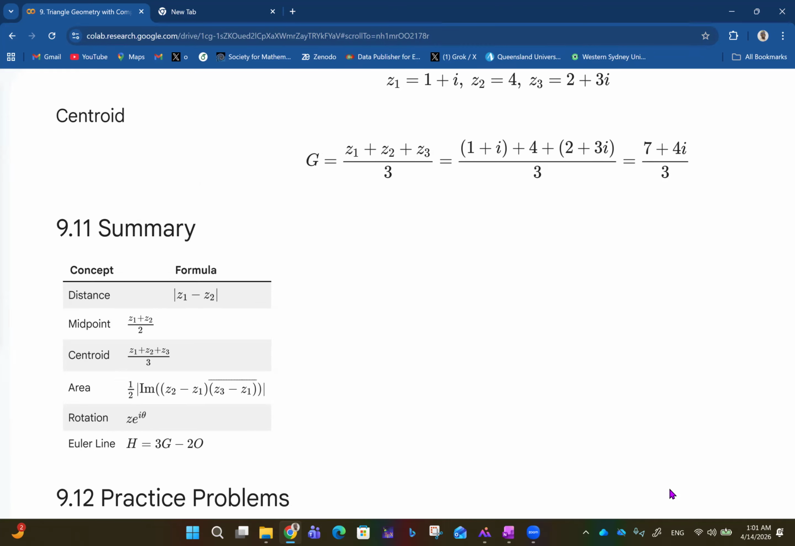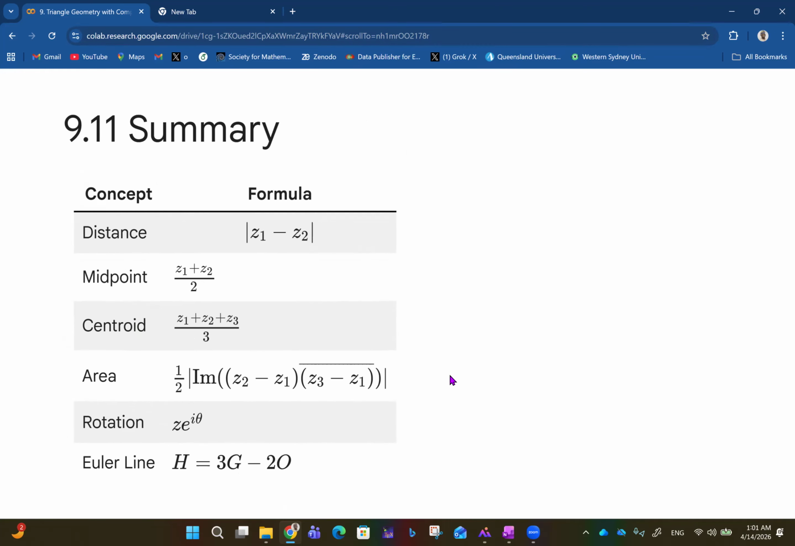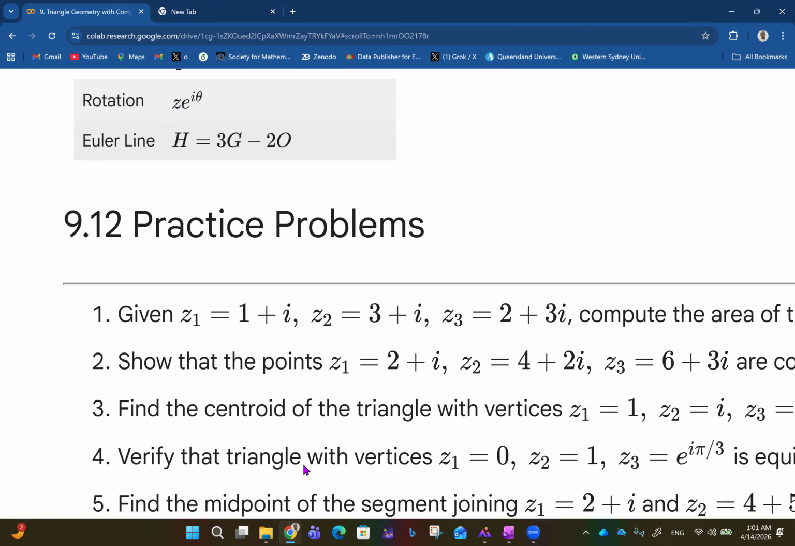So in summary, when we talk about distance, we are talking about the absolute value of Z1 minus Z2. The midpoint is (Z1 plus Z2) over 2. The centroid is (Z1 plus Z2 plus Z3) over 3. The area, which we actually did a practical example of, is half of the absolute value of the imaginary part of the product of (Z2 minus Z1) and the conjugate of (Z3 minus Z1). The rotation is Z e raised to the power i theta. Then the Euler line is H equals 3G minus 2O, like we saw practically.